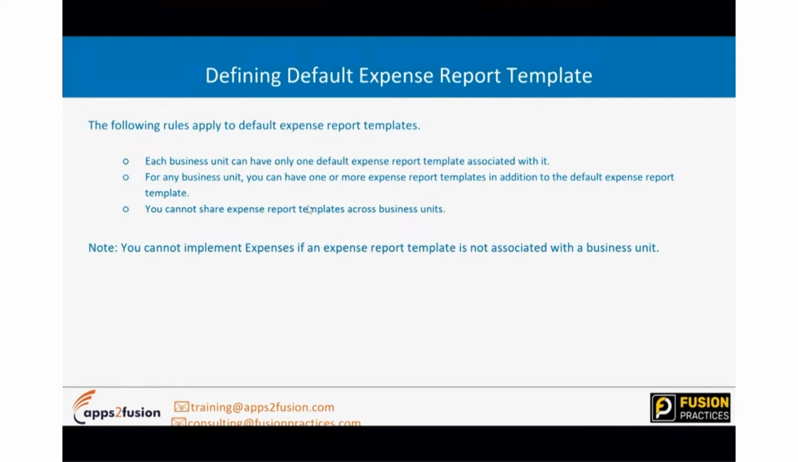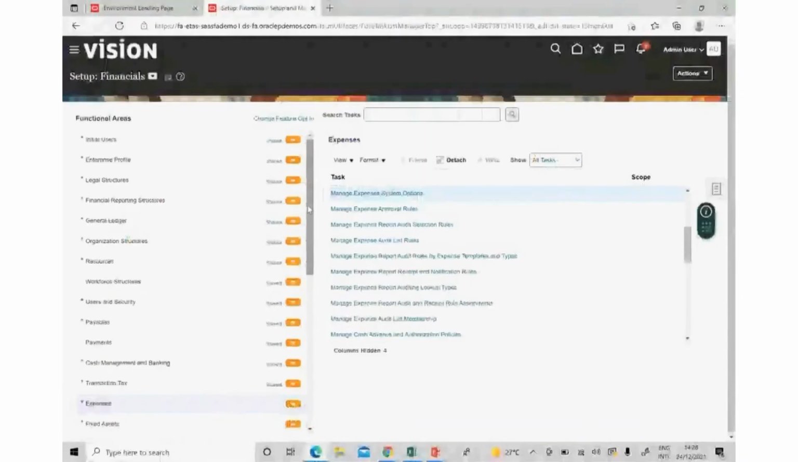And the key point in the entire expense report template discussion is that you cannot share the expense report template across the business units. I already mentioned that it is specific to the business unit. So if you have more than one business unit, the same number of expense report templates need to be created. And this is one of the mandatory tasks we need to configure, without which we cannot enter the expenses into the application, right? So let's go back to the application, and we'll see how this can be configured.